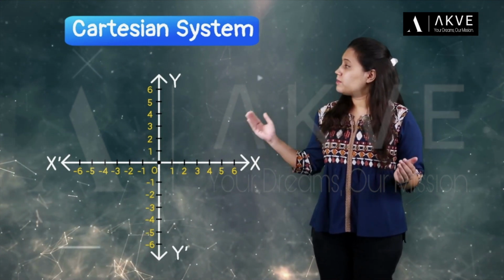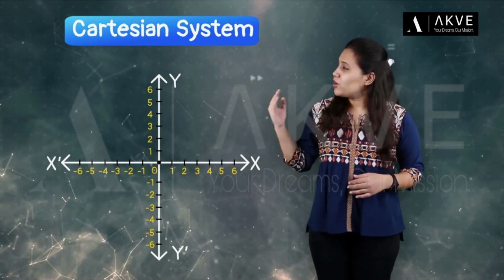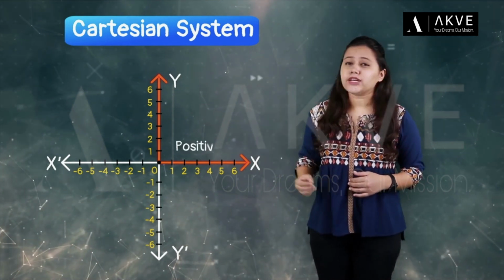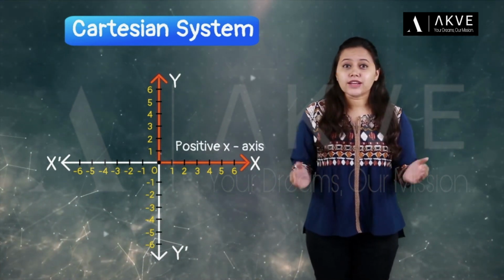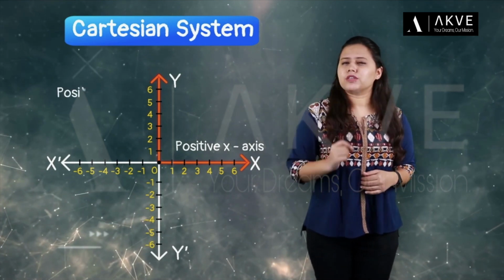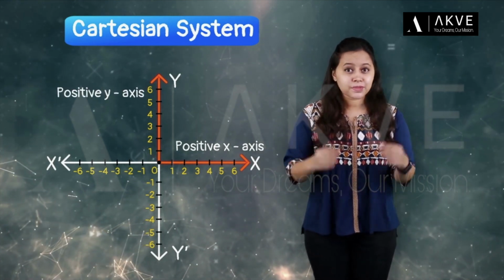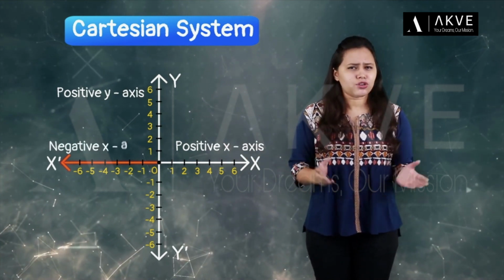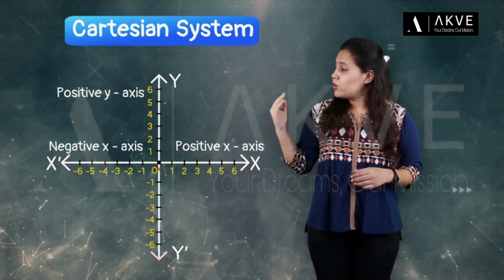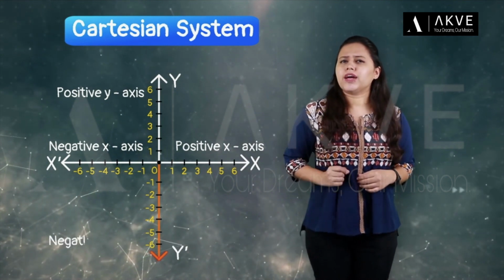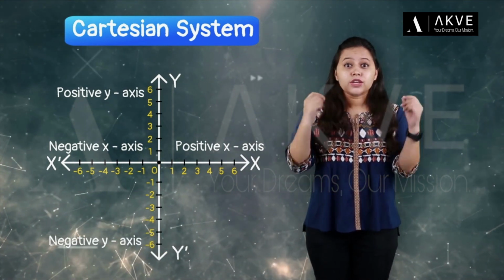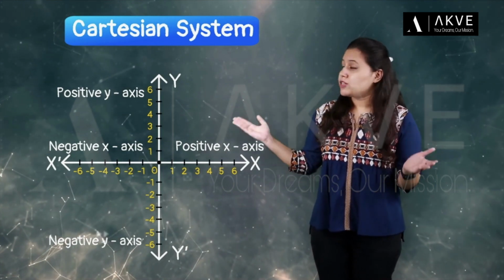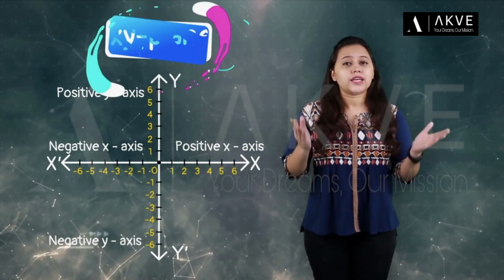Since the positive numbers lie in the directions OX and OY, OX is called the positive direction of the x-axis and OY is called the positive direction of the y-axis. Similarly, OX' is called the negative direction of the x-axis and OY' is called the negative direction of the y-axis. So because of these variables x and y, the two-dimensional plane is also called the xy plane.